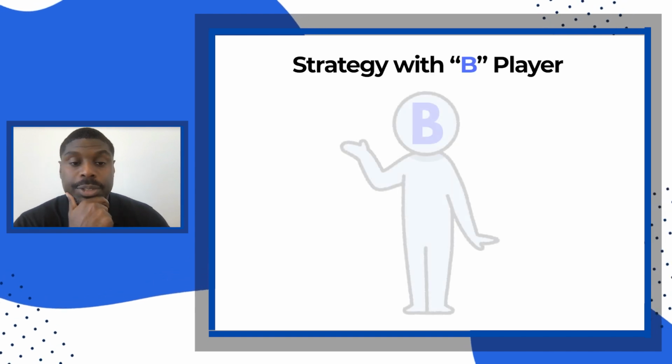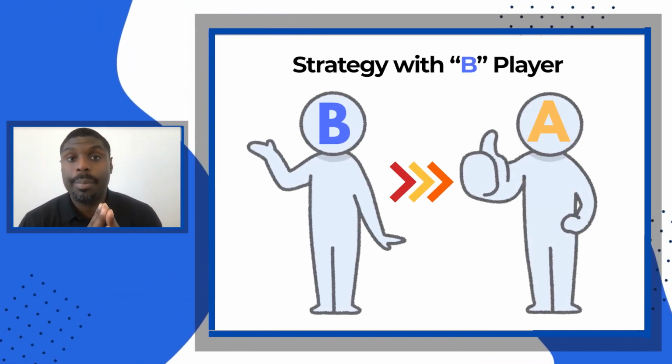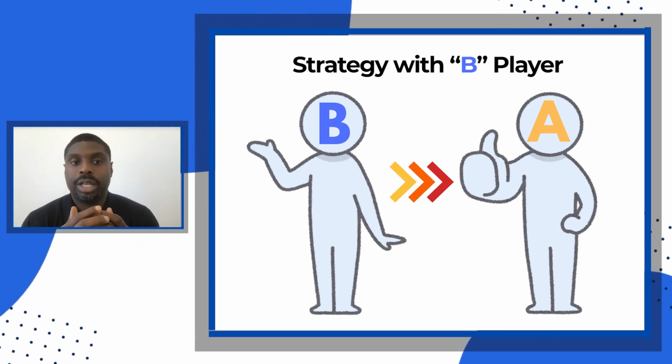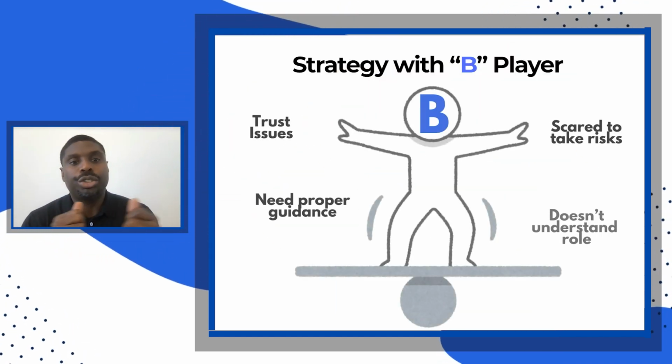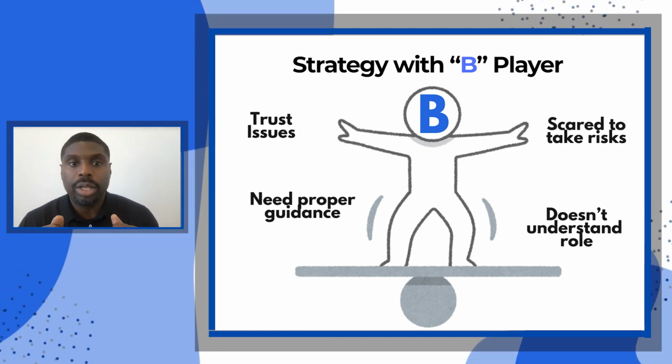For the B players, the B players are typically people who have the foundation to become A players. However, there may be some things that you need to do relationally. Maybe there's a trust issue there with them. They don't quite trust you, or they don't quite understand what their role is.